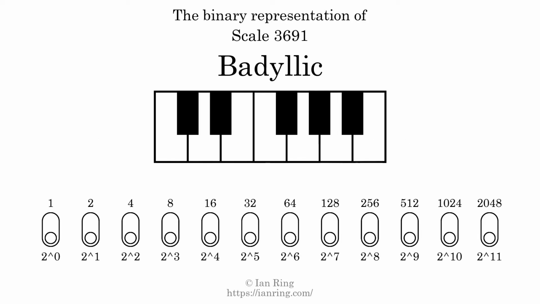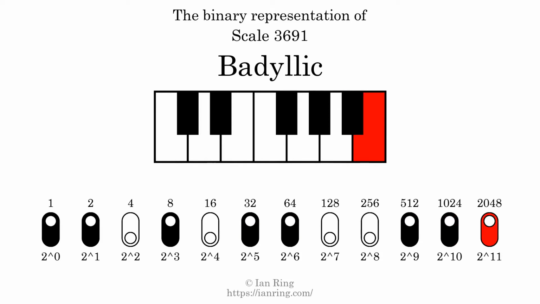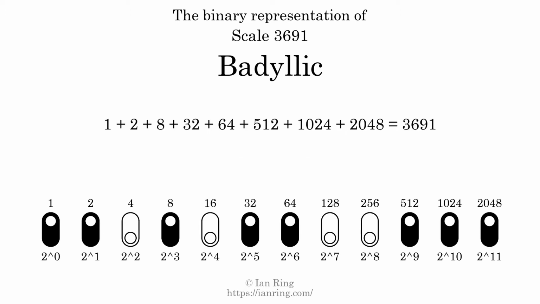The binary representation of this scale is determined by mapping tones of the scale to binary digits. Each binary digit represents a power of 2. To get the scale number, we add the powers of 2 together. The powers of 2 that are present in the scale, all added together, equals 3691.